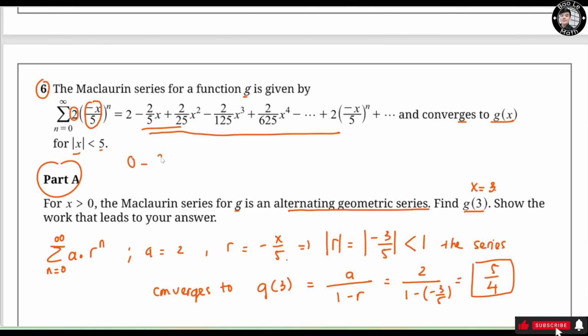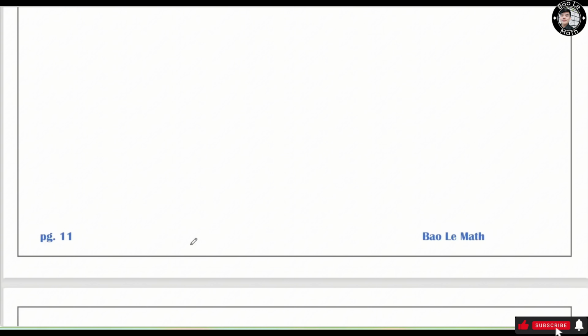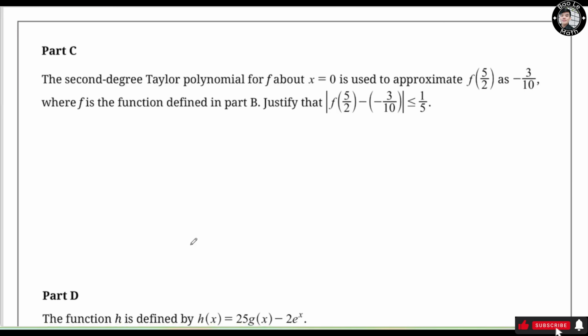The derivative of this one is going to be negative 2 over 5. The derivative of this one, bring 2 to the front, is going to be plus 4 over 25 s, right? And bring 3 to the front, is going to be negative 6 over 125 s squared. And the last one, bring 4 to the front, is going to be plus 8 over 625 s cubed, right? So this guy right here are the first four non-zero terms. Now let's move on to question C.